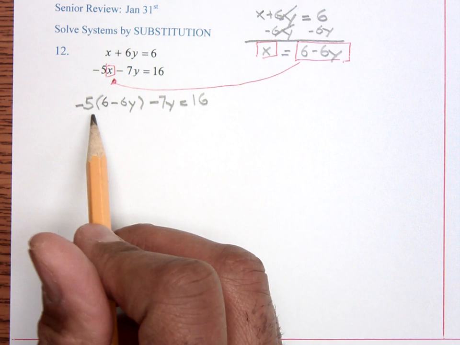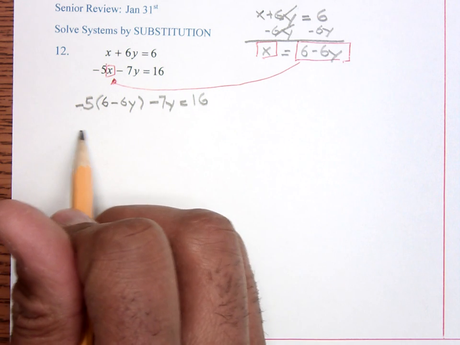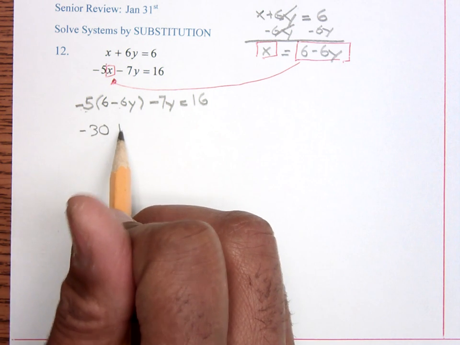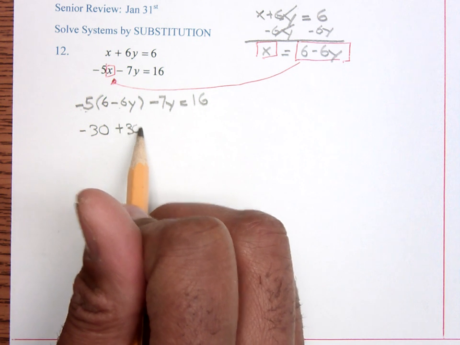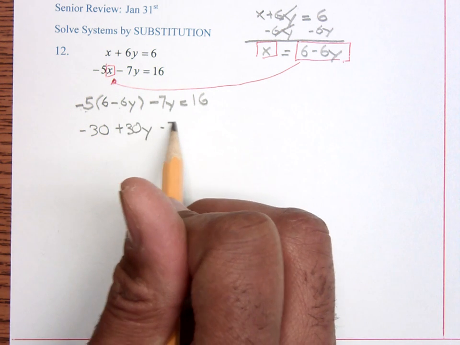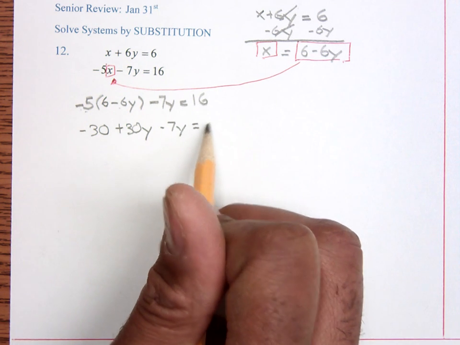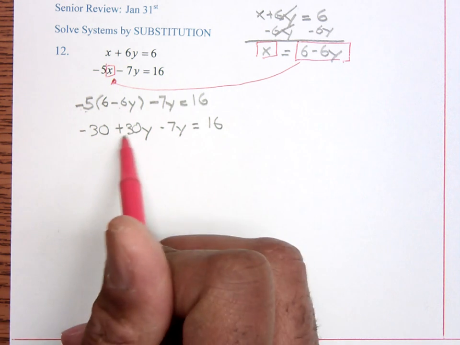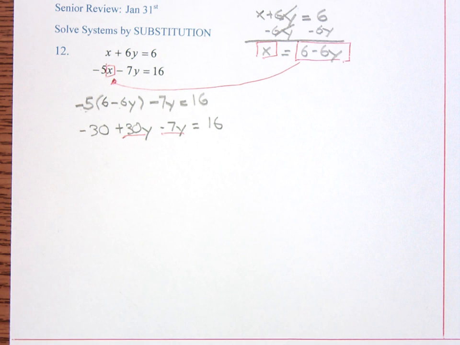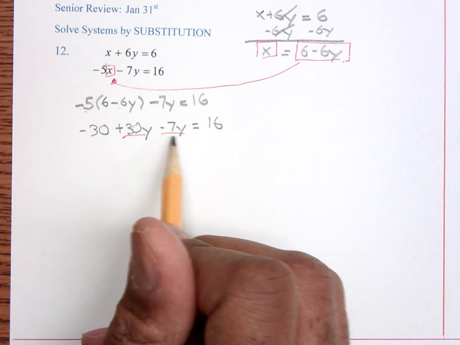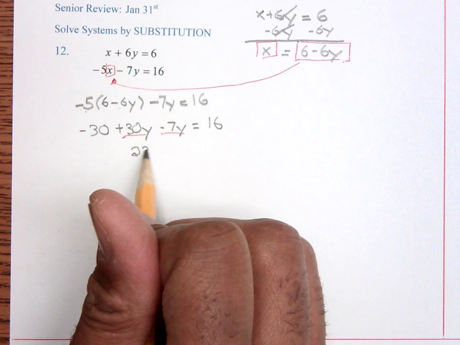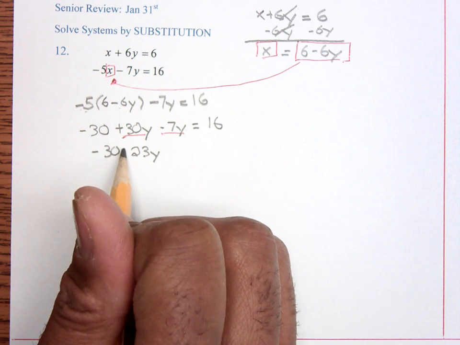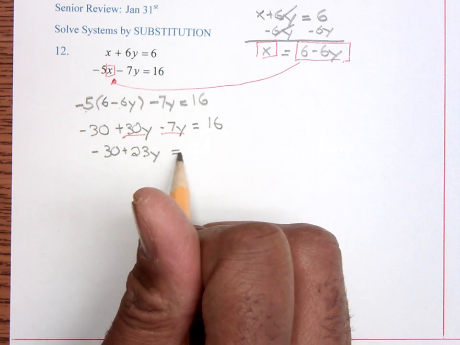Now I can simplify this if I distribute the negative 5. Negative 5 times 6 is negative 30. And negative times negative will give me positive 30y. I still have negative 7y here, and I still have equals 16. But now I can combine like terms. These two terms are alike because they both have a y in them. So that will give me a 30y minus 7y, which is 23y. I still have the negative 30 here. It's positive 23y. And I still have the 16.